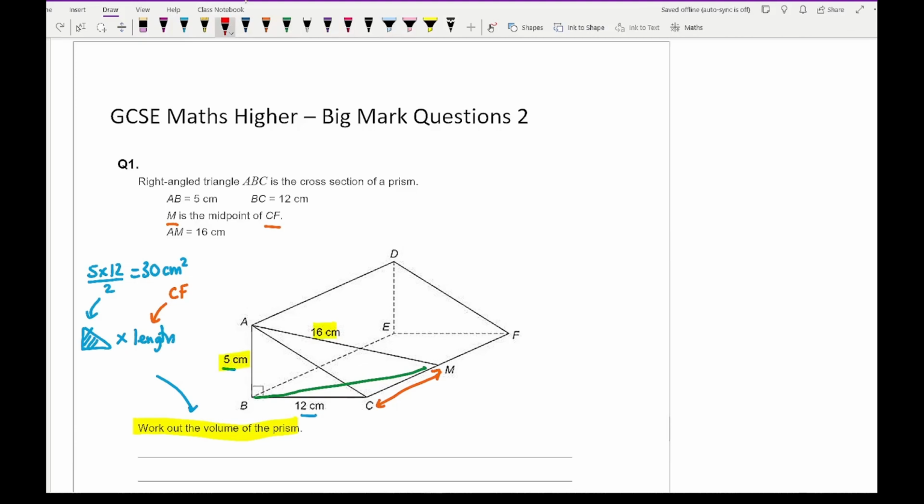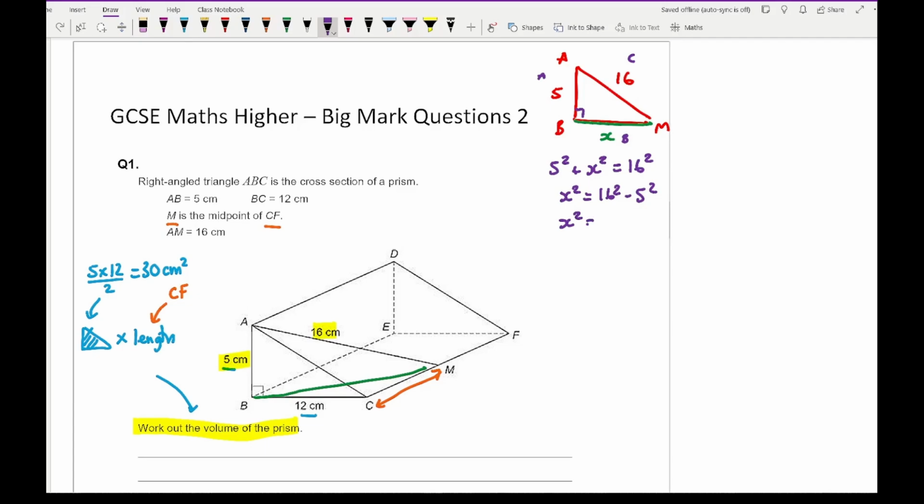So here, if I just do a little sketch of a triangle and just label that up, so we've got A, B and M. This is 5 and this length here is 16, and this green length is what I need to find, so I'm just going to call that x. So using Pythagoras, and if I call that C, there's my right angle, this A and that B, then what I end up with is 5 squared plus x squared equals 16 squared. So x squared equals 16 squared minus 5 squared.